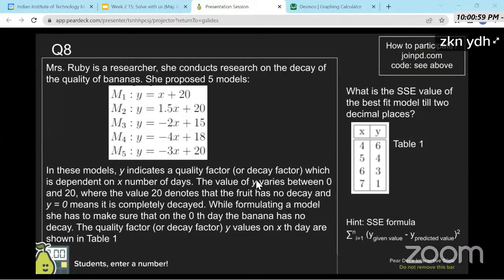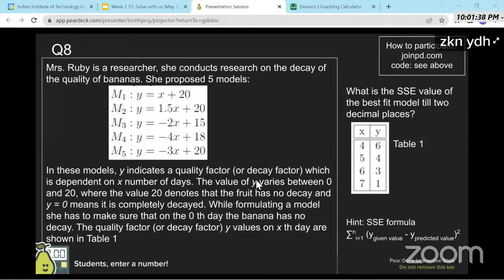It is dependent on x, the number of days. Let's say you took a banana, kept it on a table, and you're recording its decay, the blackness you see on bananas. As the number of days passes, it starts decaying. Ruby notes that value as y and records it in this table. Now she came up with 5 models and wants to choose the best model, which tells how, as the number of days increases, this y value decreases, or increases, or whatever.